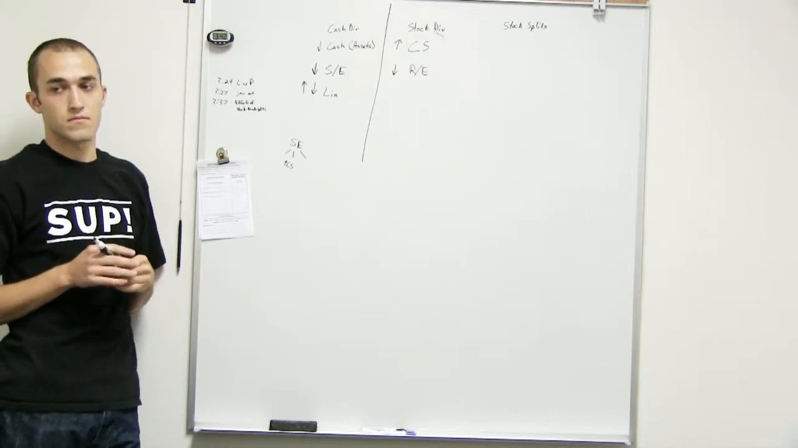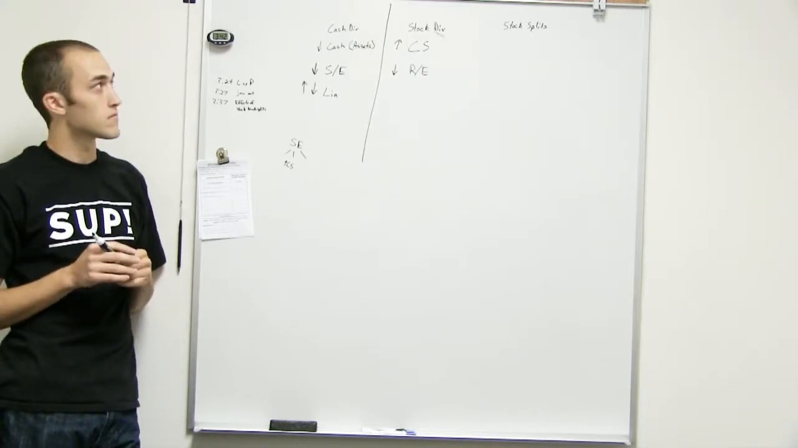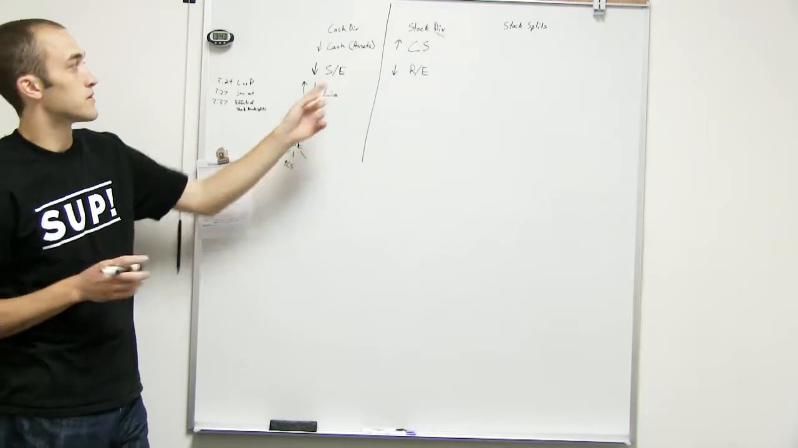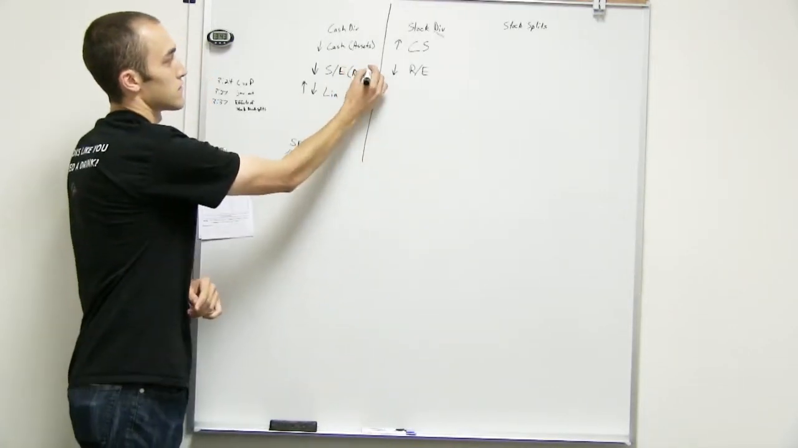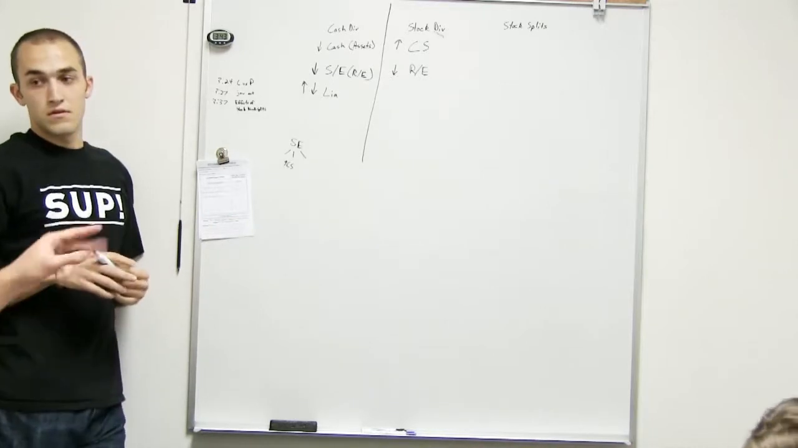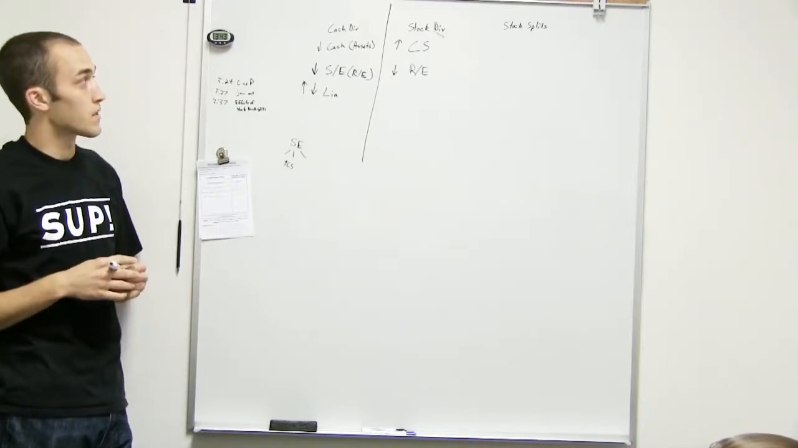Would retained earnings be affected on cash dividends though? That's why this one was affected. Oh, okay. Wait, explain that. Why is retained earnings in parentheses there?